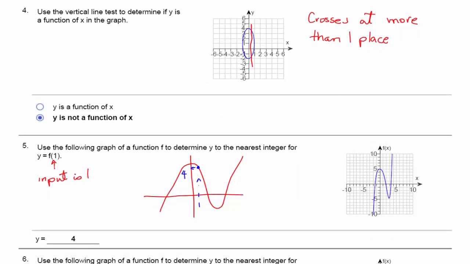Alright, so let's scroll up here. In this case, we have a little circle or ellipse. If I draw the vertical line here, it crosses in 2 places, so it's not a function.